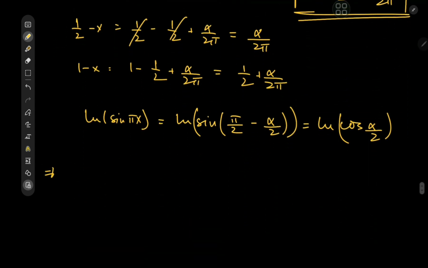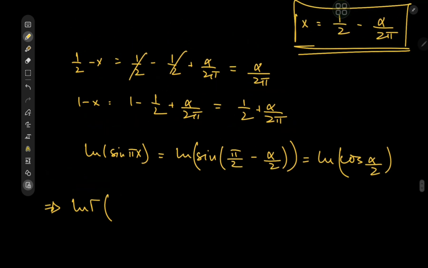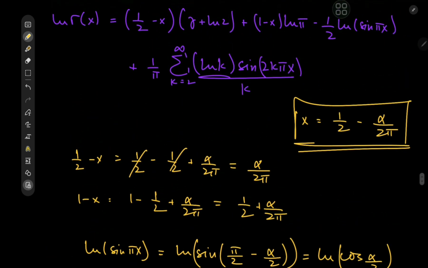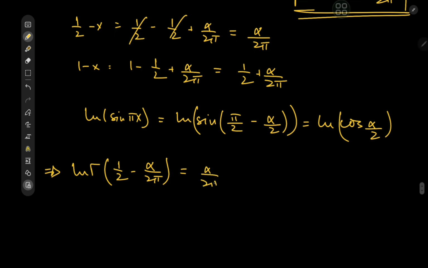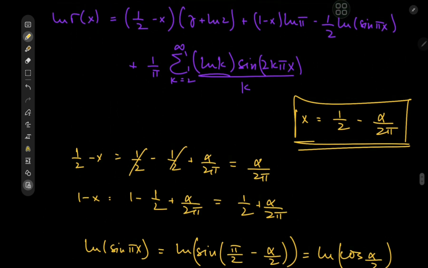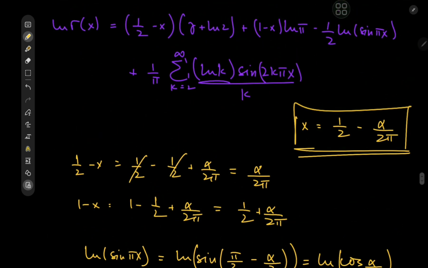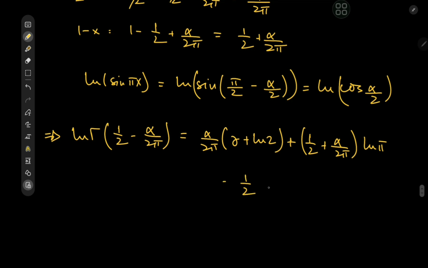Okay, cool. So this implies that we have log gamma, what exactly? Log gamma x, and x is 1/2 minus alpha by 2 pi. This is the hardest bit of the video, just compiling results. So first up, we have alpha by 2 pi times Euler-Mascheroni plus log 2. Then we have a plus sign. Then we have 1/2 plus alpha by 2 pi times log pi. Then we got a negative 1/2 times log cosine alpha by 2.